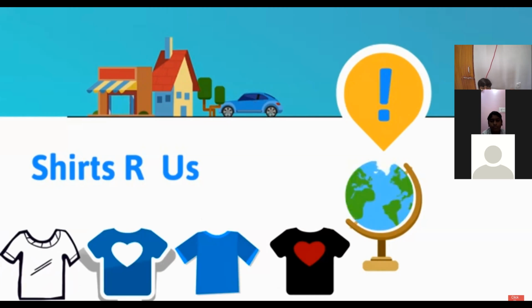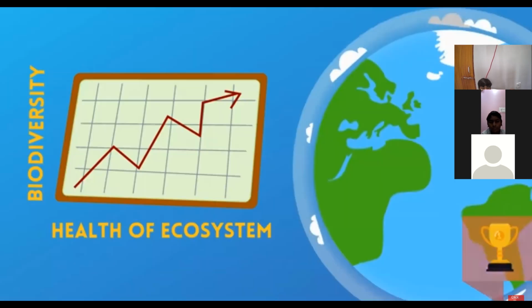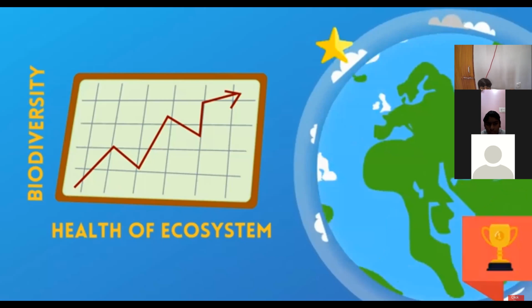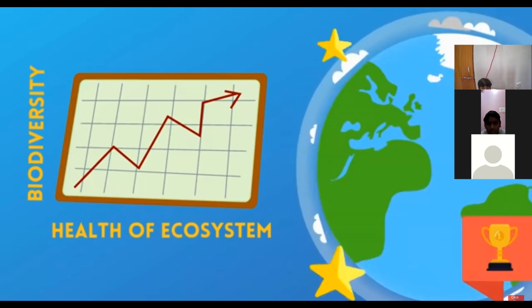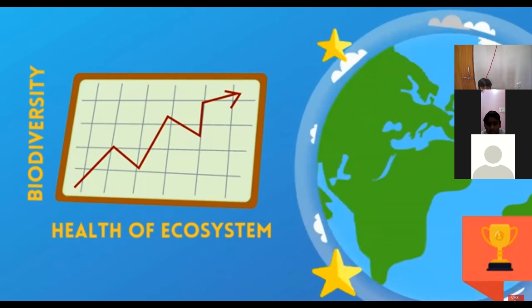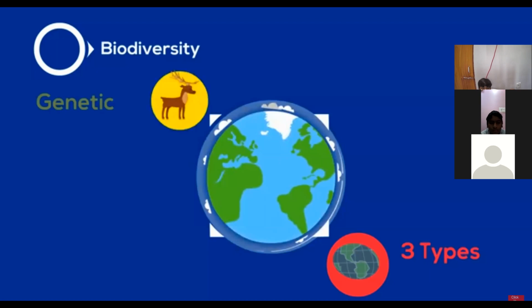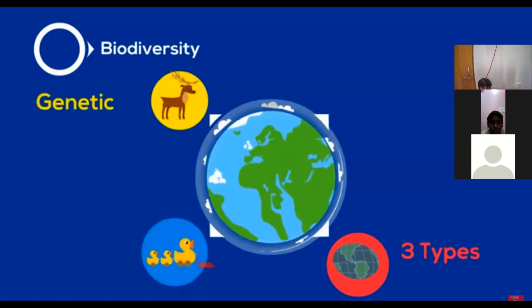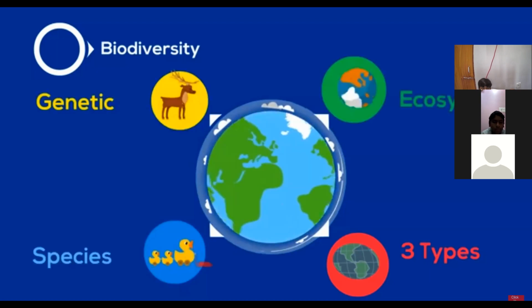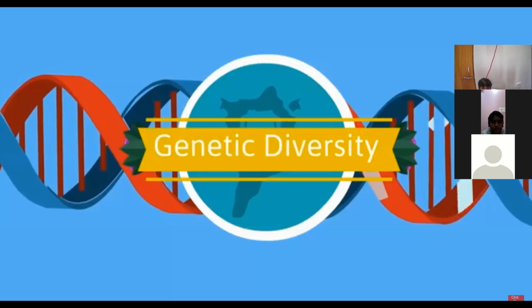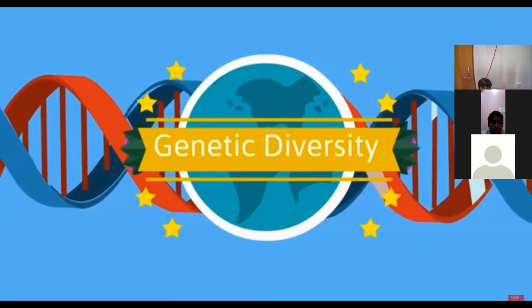As biodiversity increases, the ecosystem has the ability to adapt to changes, and a healthy ecosystem has a greater chance of recovering from disasters. Biodiversity can be broken down into three types: genetic diversity, species diversity, and ecosystem diversity. Genetic diversity is the variety of genes which control inheritable characteristics present in a population.